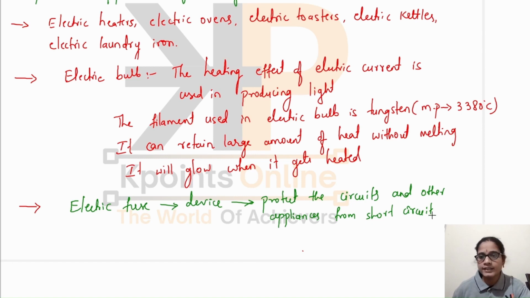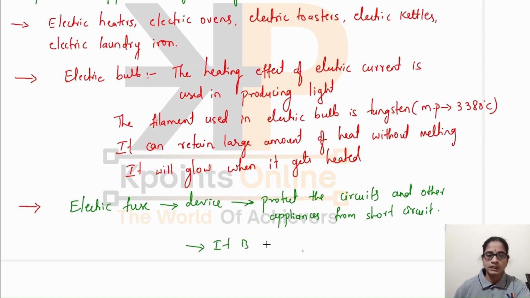How is it connected with other devices? It is always connected in series with the devices, so that once the metallic wire which is present in the fuse is melted, the circuit will be broken and the current will not pass through other appliances.